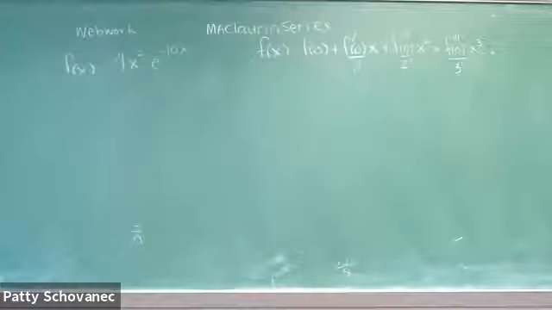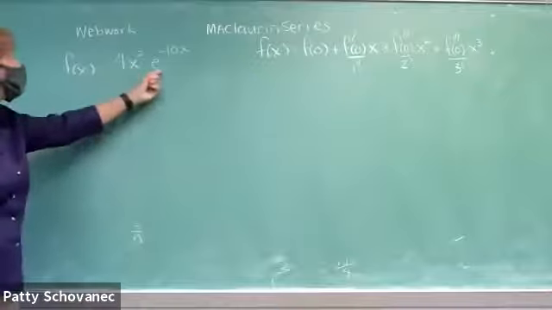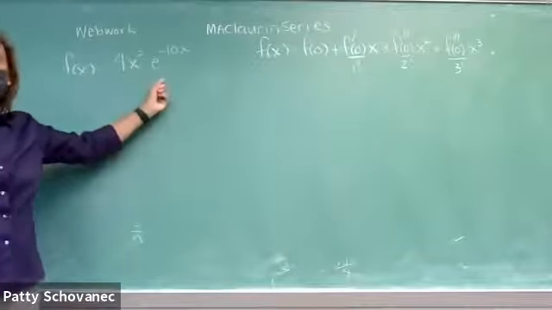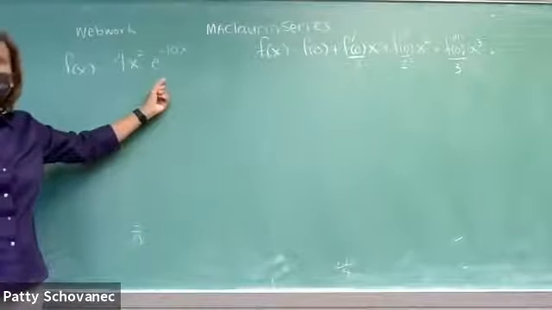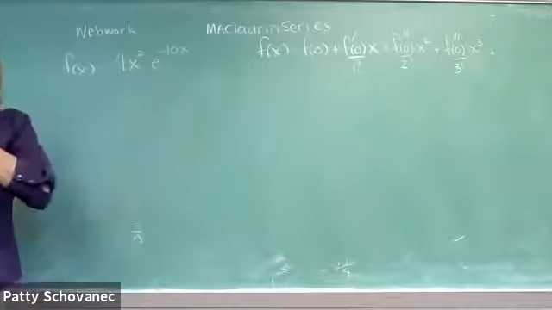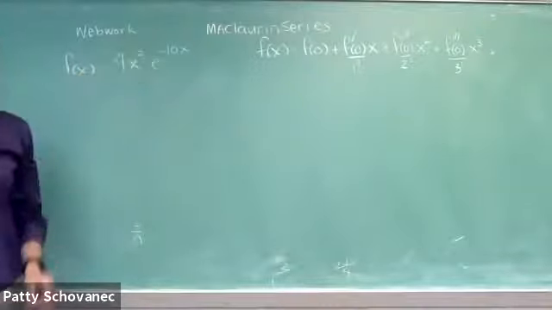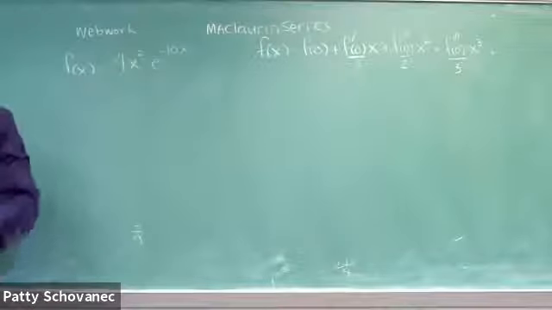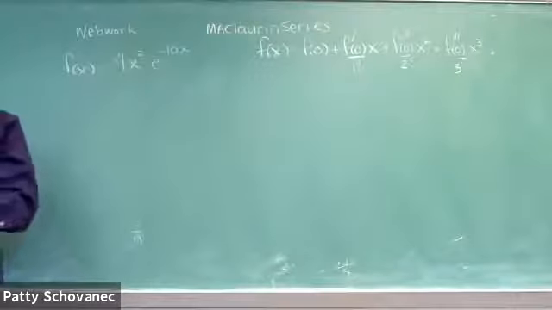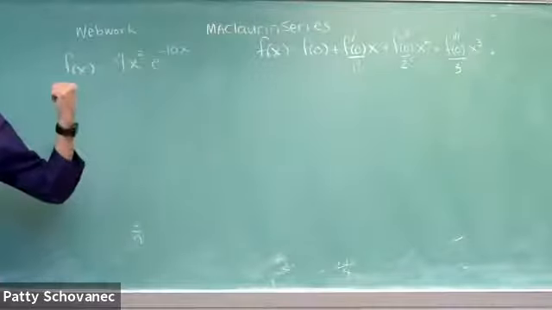But I'm not going to do this by taking derivatives. I don't want to do a bunch of product rules over and over and over again. We're going to do this with our knowledge of what the power series for e to the x looks like. From that, we're going to write the Maclaurin series for e to the negative 10x. And then from that, we're going to get the power series here.